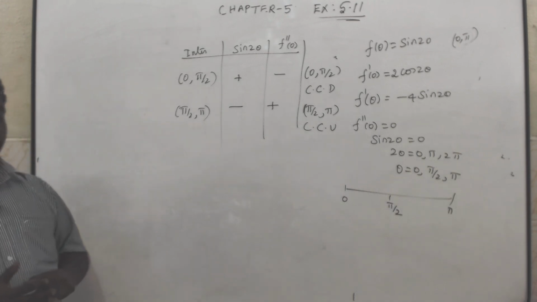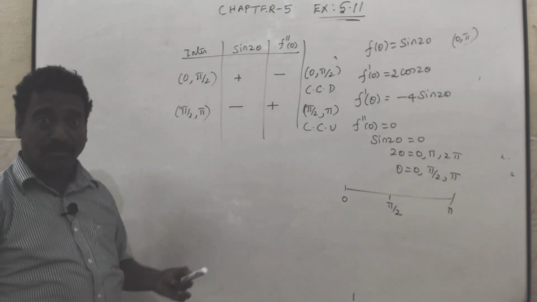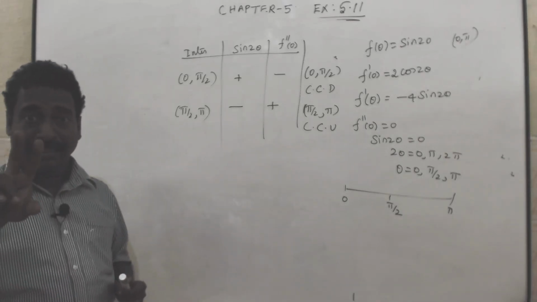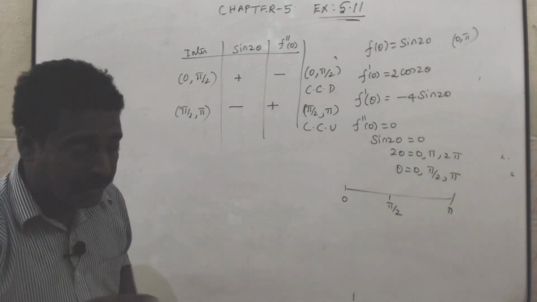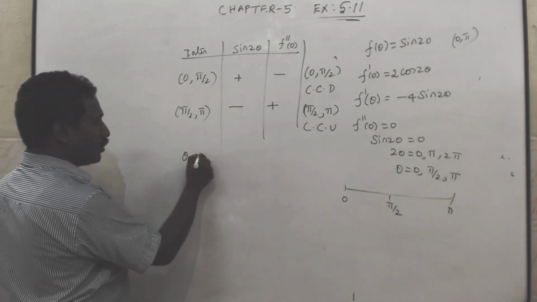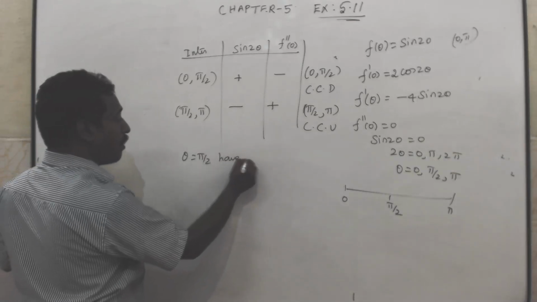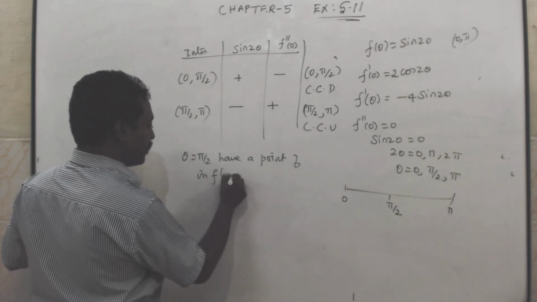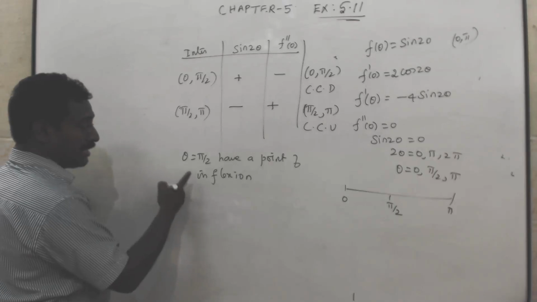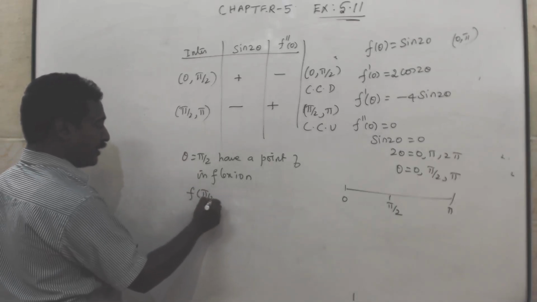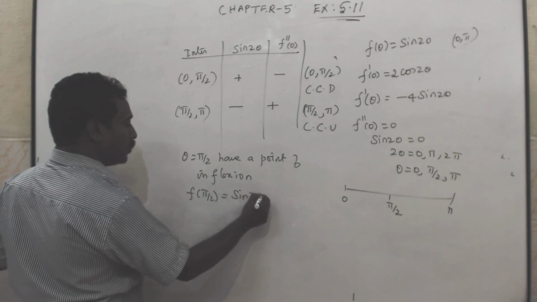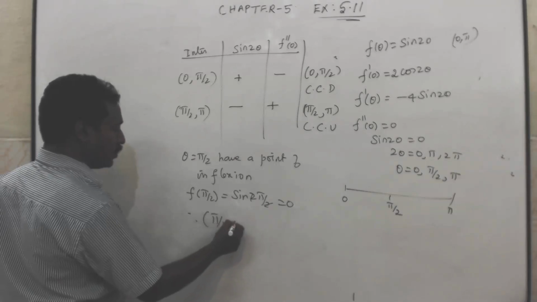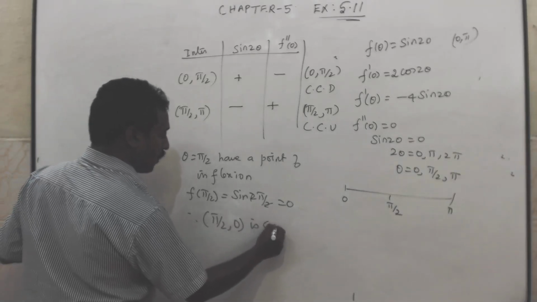So at theta equal to pi by 2, the curve changes from concave down to concave up. That changing point is called the point of inflection. Theta equal to pi by 2 has a point of inflection. Therefore, substitute theta equal to pi by 2: f of pi by 2 is sin 2 into pi by 2, that is sin pi. Sin pi is 0. Therefore, pi by 2 comma 0 is the point of inflection.